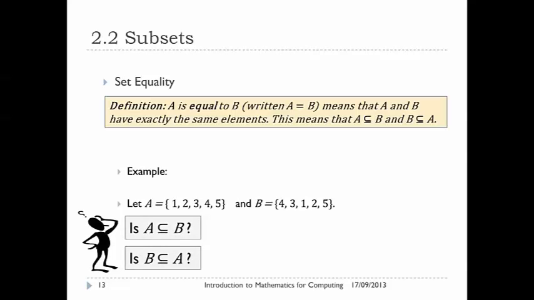Okay, so the example we had here, is A a subset of B? Yes. And is B a subset of A? Yes. Therefore, this implies that A equals B.